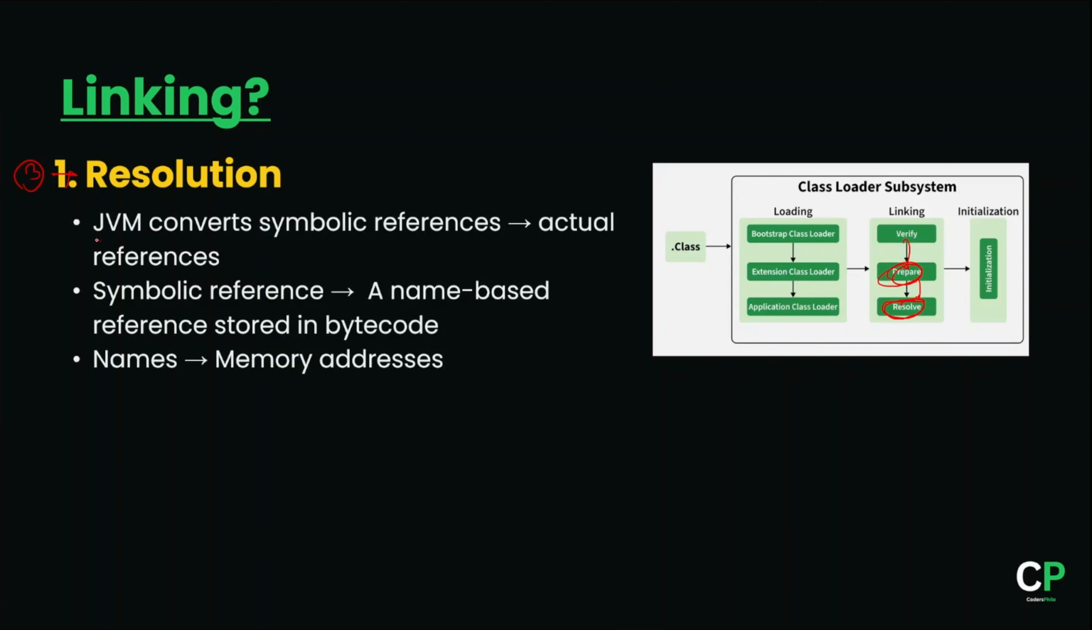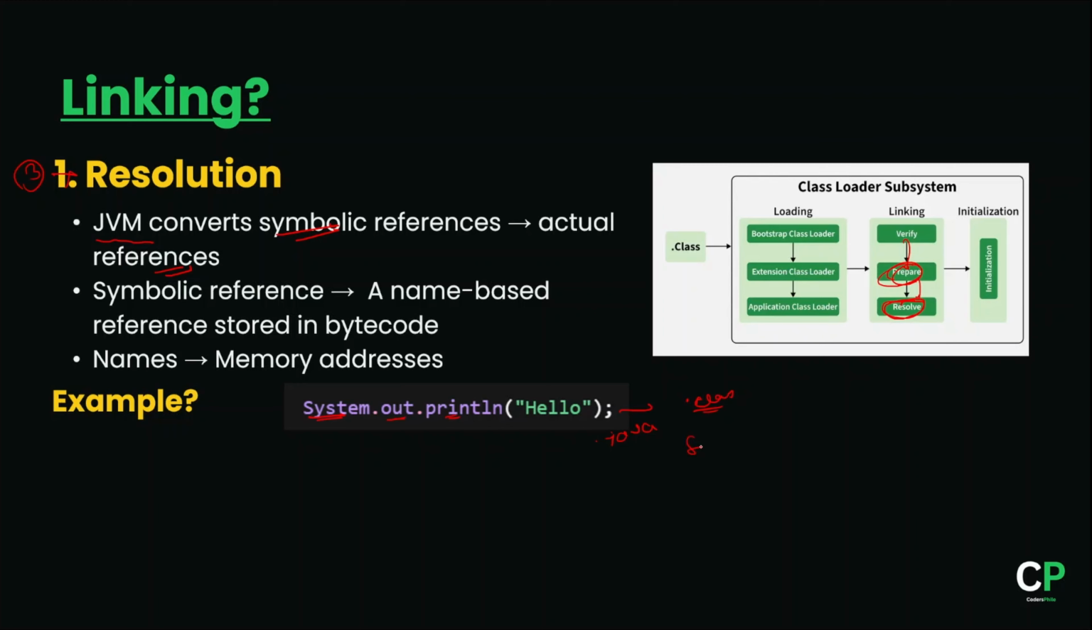So in the resolution phase, the JVM converts the symbolic references into actual references. What is meant by this? Suppose in our bytecode, this is the System.out.println. For example, it is our .java file, and it will first be compiled into a .class file. So in the .class file, it will be System.out.println. So basically, it is the symbolic reference.